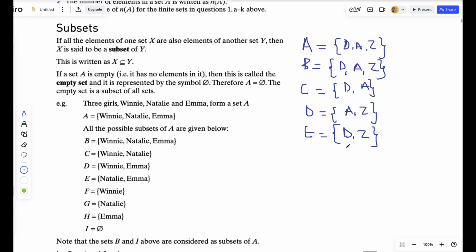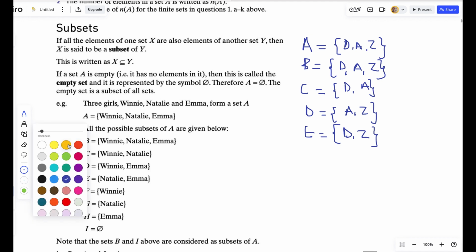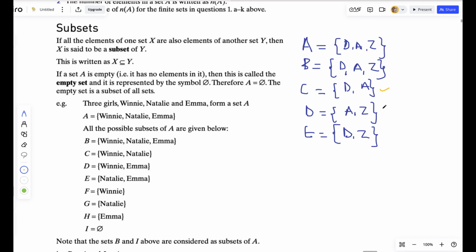Okay, I think we've enumerated the three cases: DA, AZ, and DZ. Now the next one is the 1-element sets. Set F will be equal to element A only. Set G will be element D only.